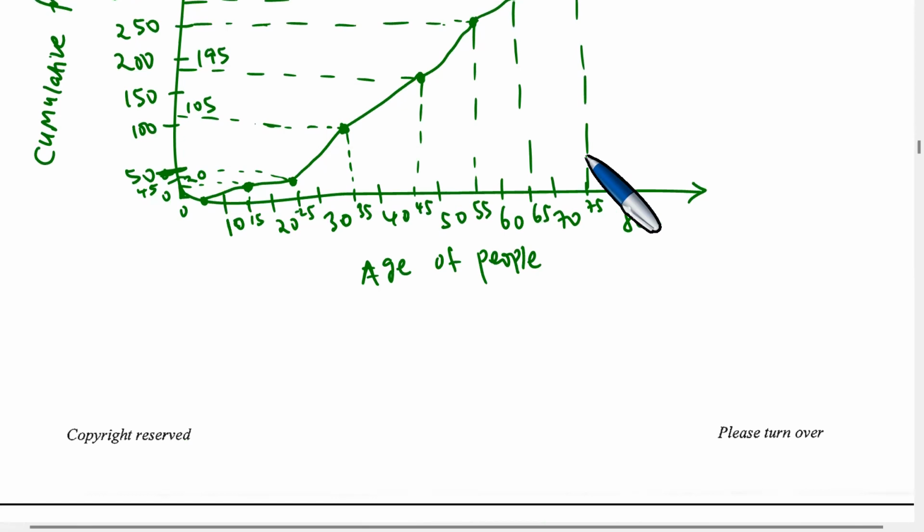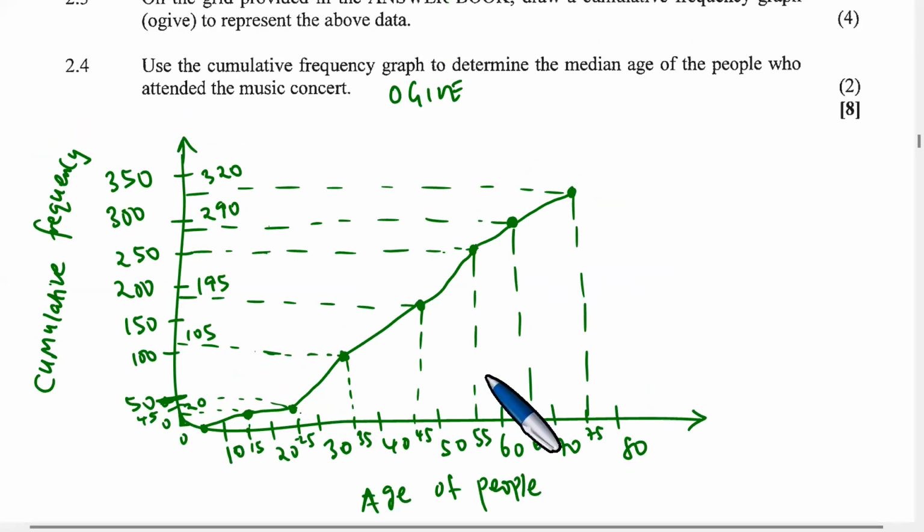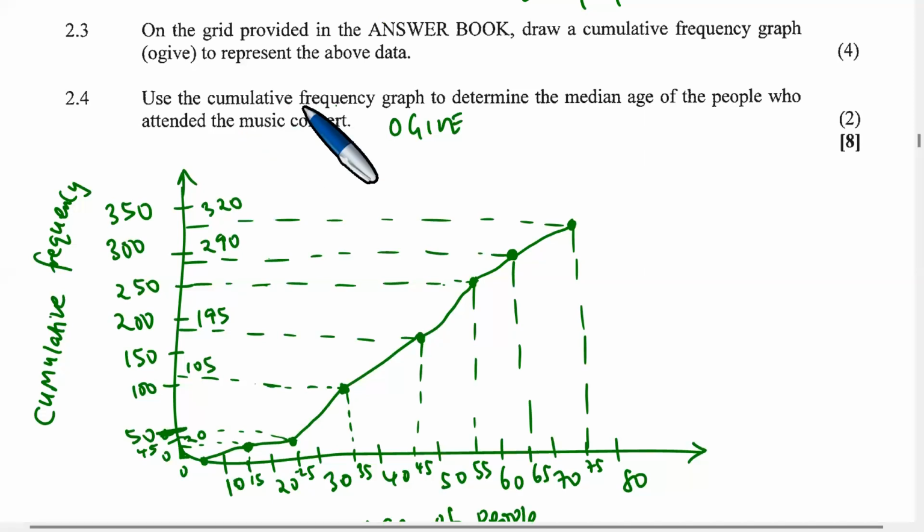Okay, this is sort of the graph. It's not to scale, but if you have graph paper, then normally you can draw the cumulative frequency graph. They ask you to determine the median age of the people who attended the music concert. The median is at just 50%.